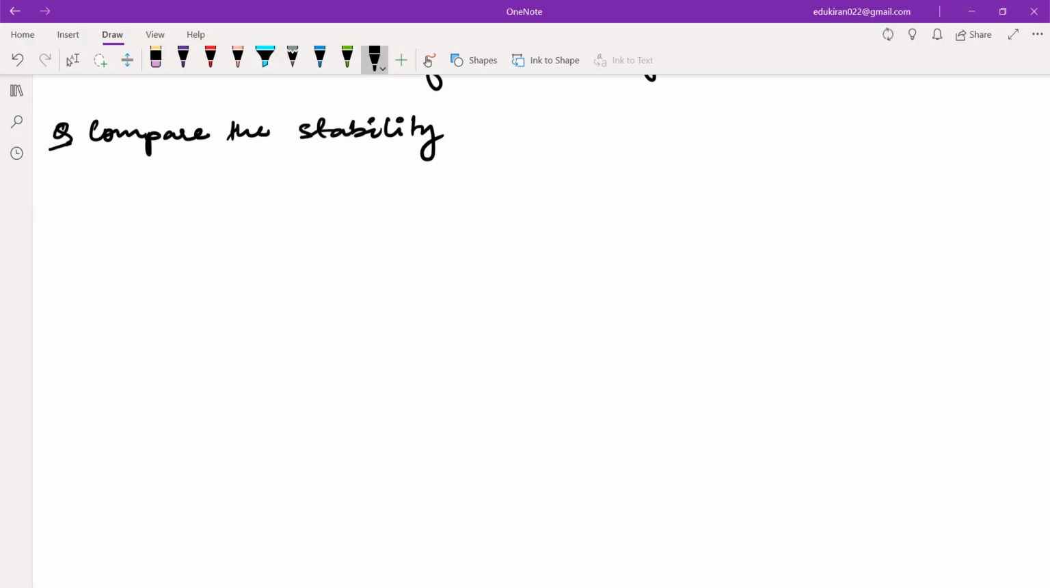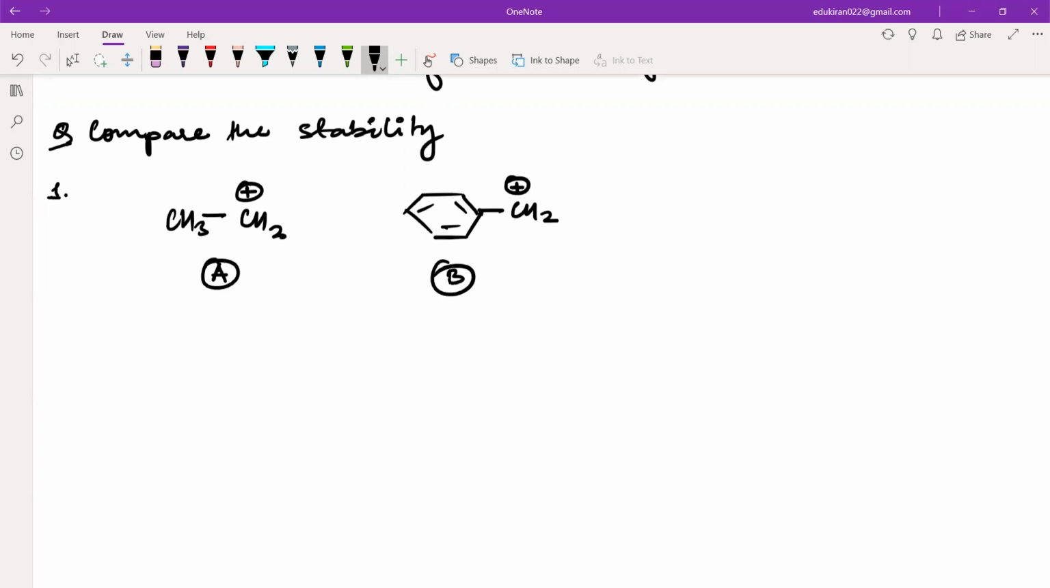Compare the stability. So you have question number 1, in which we have to compare the stability between CH3-CH2 positive, this is structure A, and then we have another CH2 positive, structure B. So whenever you are comparing, the first thing you have to identify is what is same.